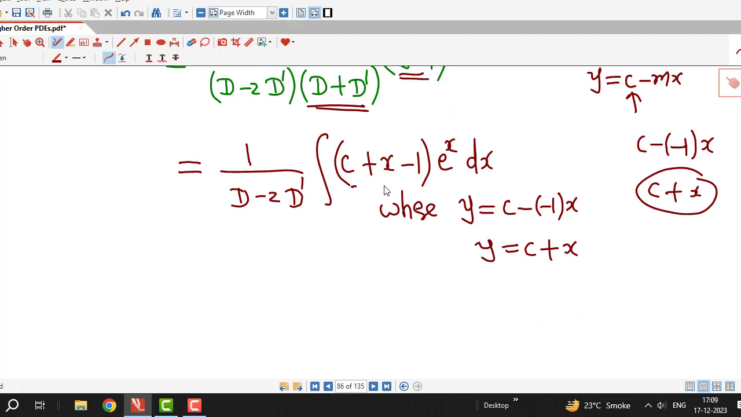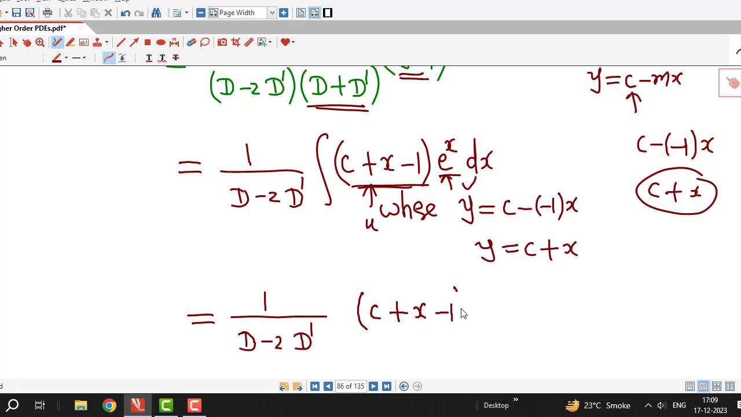Now we have to integrate this with respect to x, and we can see that there is a product of two functions of x, and for that we will apply integration by parts. So we consider u equal to c plus x minus 1, v equal to e raised to x. So first we keep u as it is, that is c plus x minus 1 as it is.